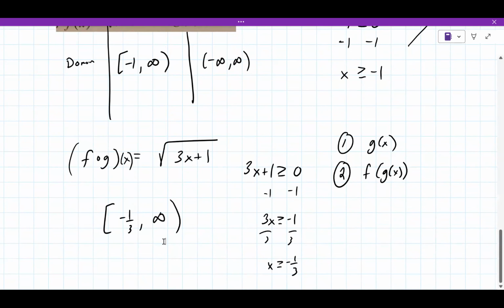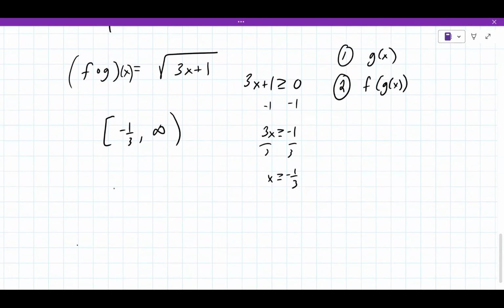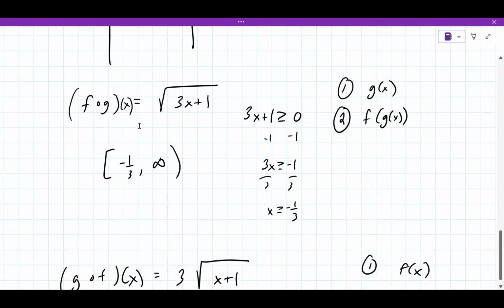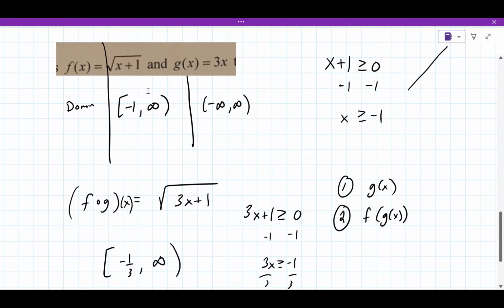All right. Now we have to do the other direction. We have to find g of f of x. We did this earlier. It ended up being 3 square root of x plus 1. So you first start with f of x. What was the domain of f of x? It's the original function. Its domain was -1 to infinity.